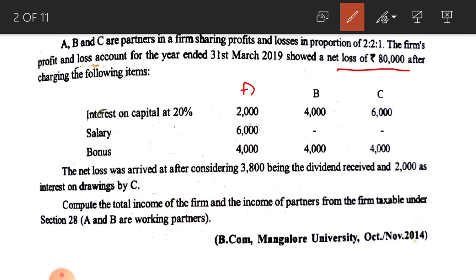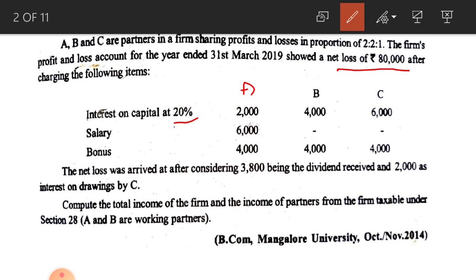See, interest on capital at 20%. A, B, C are three partners. At the rate of 20% is given, but up to 12% is allowed. Beyond that 12% is a disallowed item, that is 8%, that is 20% minus 12%. Interest on capital at 20% amounts to rupees 2,000, 4,000 and 6,000. You have to deduct 8% of this 2,000, 4,000 and 6,000 from 80,000.